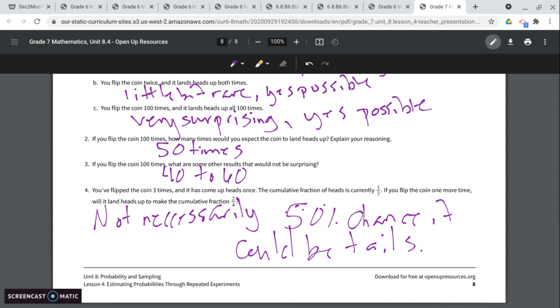That's why we repeat an event. We don't just do it one time and say, okay, there we go. We do it repeated times to see what the chances are, and to get an answer closer to our expected. So repeated is your key word for this lesson, and the more times you repeat, the better off your experiment is.